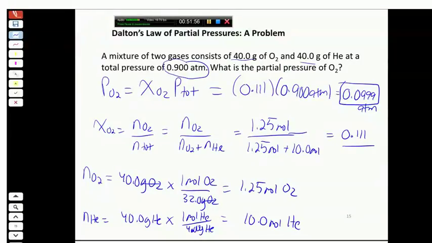So even though the 2 gases are present in equal mass amounts, it's the relative number of moles that dictates which one has the higher or lower partial pressure. And so in this case, we have much fewer number of moles of oxygen compared to helium, so the partial pressure of oxygen will be much lower.